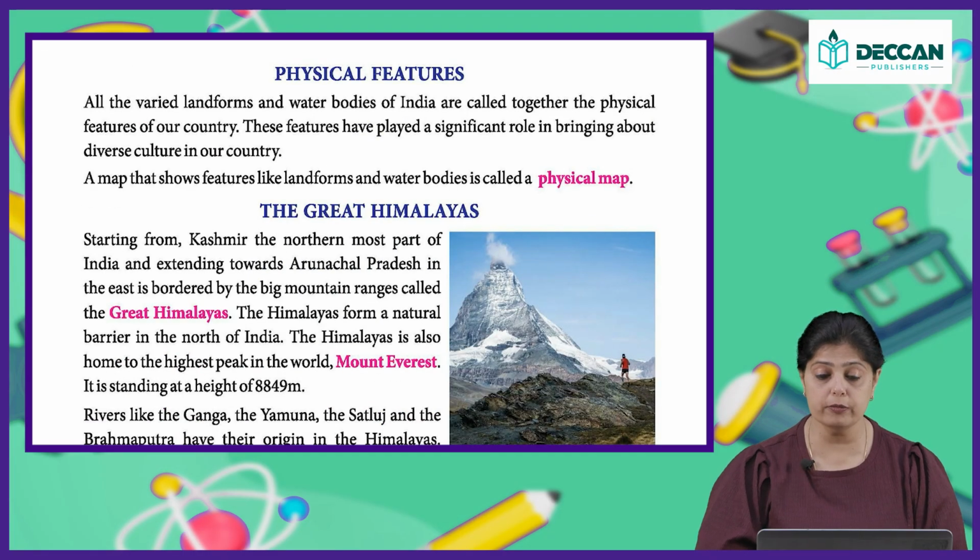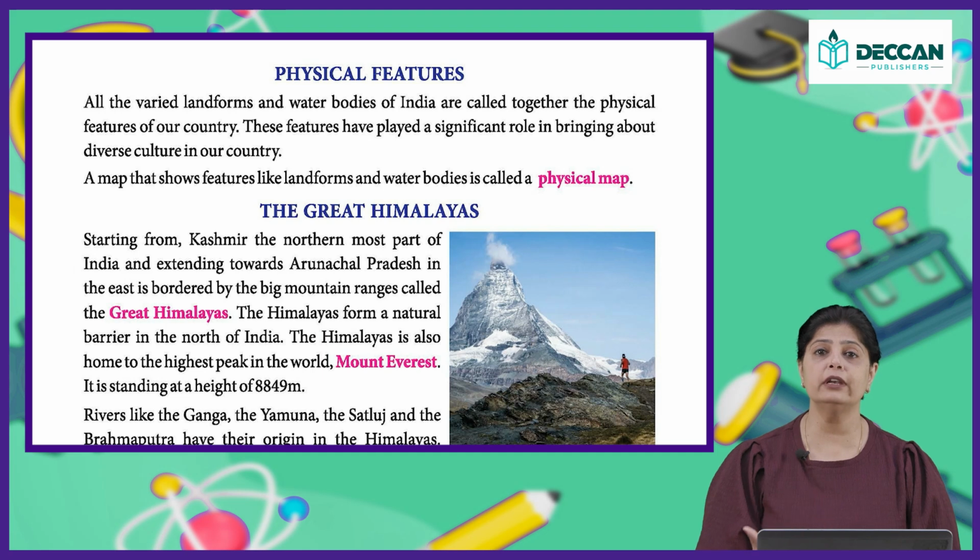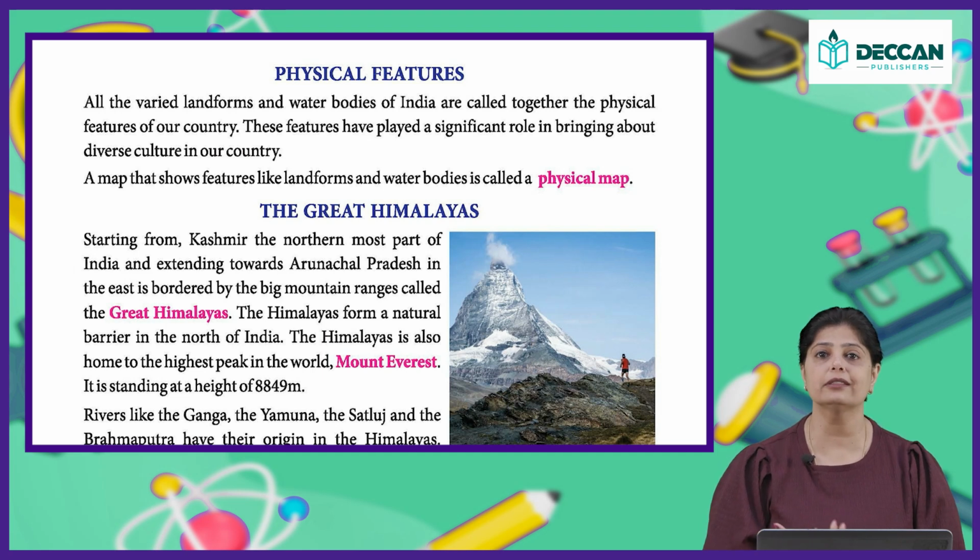All the varied landforms and water bodies of India are called together the physical features of our country. So, all these landforms and water bodies become the physical features of India. These features have played a significant role in bringing about diverse culture in the country. Depending on where you live, there are certain cultural things that you follow, and that is the reason why our country has diverse cultures. A map that shows features like landforms and water bodies is known as the physical map.